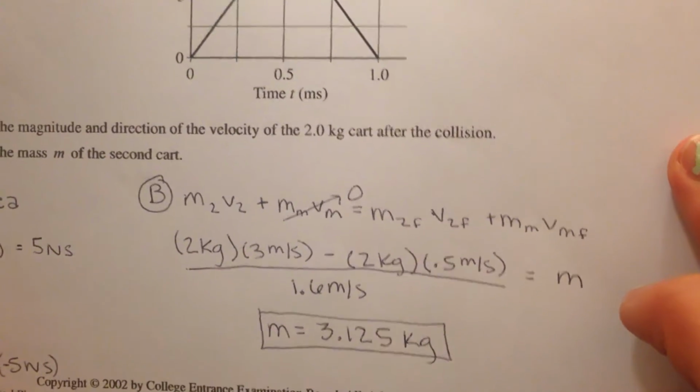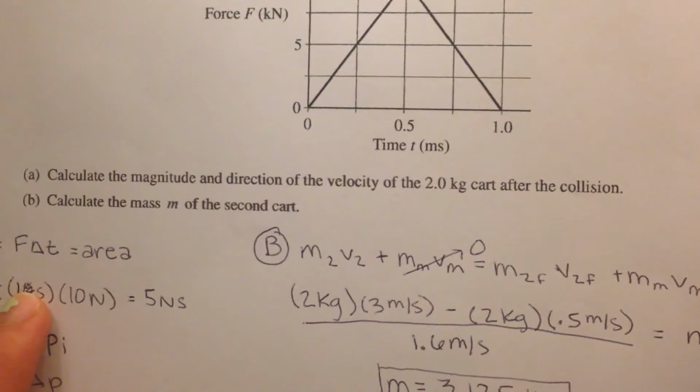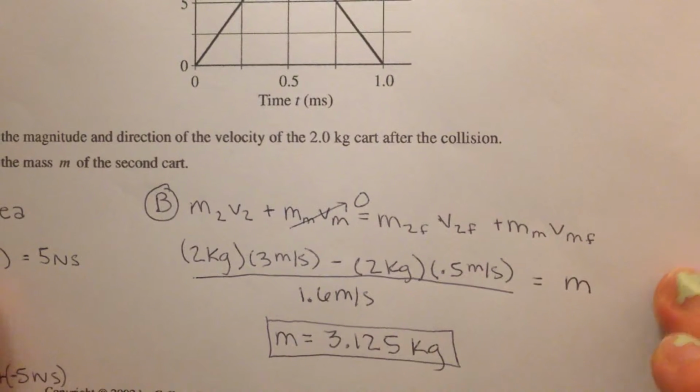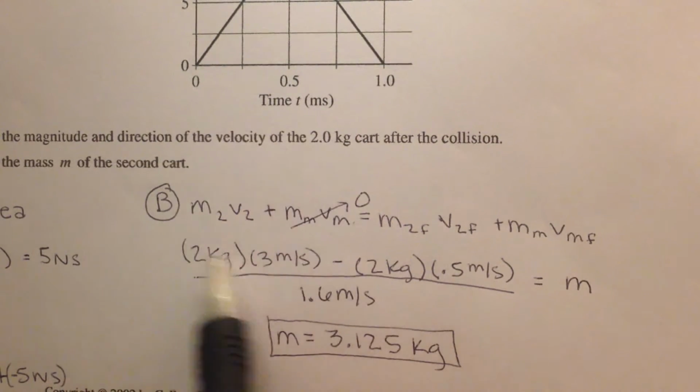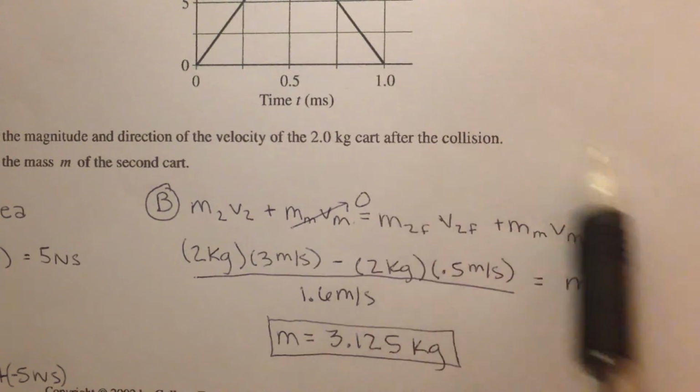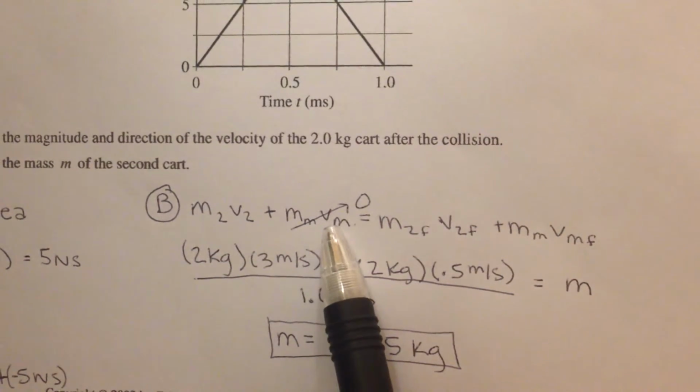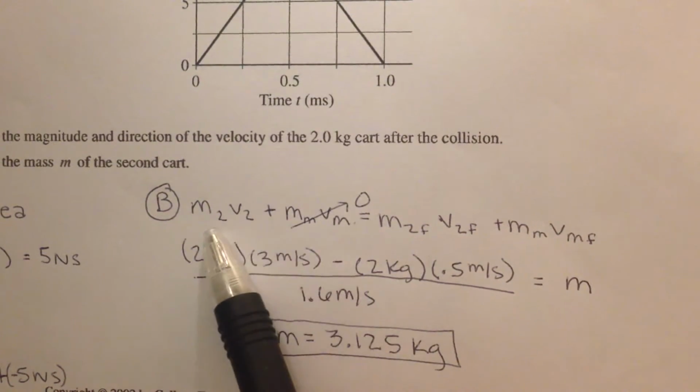So part B is asking us to calculate the mass of the second cart, which was unknown. This is important because it's a conservation of momentum problem, and what we need to do is set the initial momentum of both carts equal to the final momentum. And since one of them was at rest, that goes to 0.